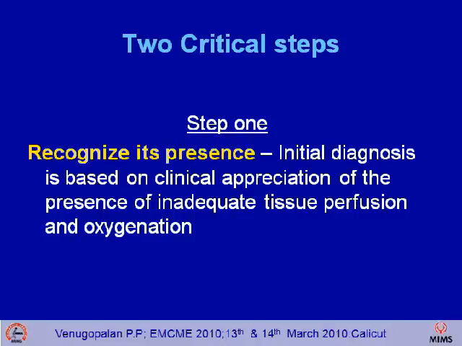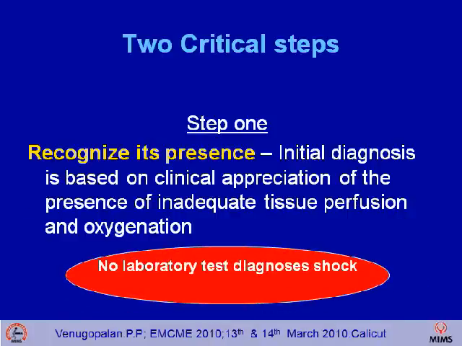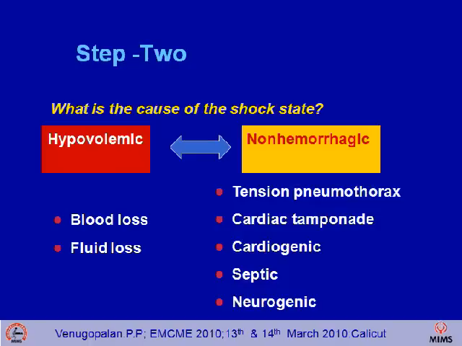There are two critical steps in the management. Step one is to recognize the presence of shock. The initial diagnosis is based on the clinical appreciation of the presence of inadequate tissue perfusion and oxygenation. Practically, no laboratory test will help you diagnose shock in the initial state; the only way to diagnose it is the clinical presentation.